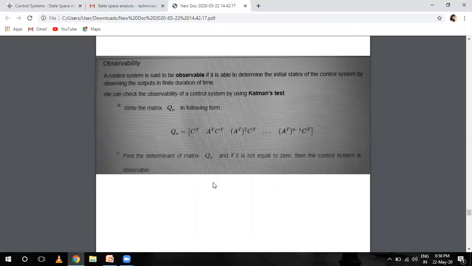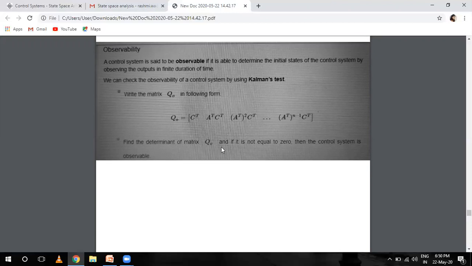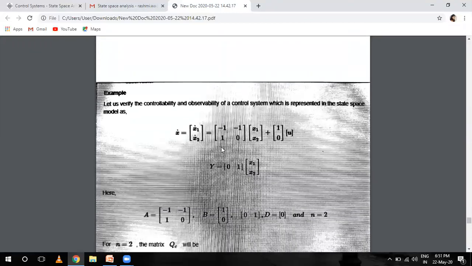वही सेम मैट्रिक्स QO लिखो, ऑब्जर्वेबिलिटी O स्टैंड्स फॉर ऑब्जर्वेबिलिटी, ऊपर QC था, C स्टैंड्स फॉर कंट्रोलेबिलिटी. [C^T, A^T C^T, (A^T)^2 C^T] एंड सो ऑन, दिस T इज अ ट्रांसपोज, तो C का ट्रांसपोज, A^T C^T, A^T का स्क्वायर C^T एंड सो ऑन. Find the determinant of this matrix. If it is not equals to 0, then the system is called observable. Now do one question based on this concept.